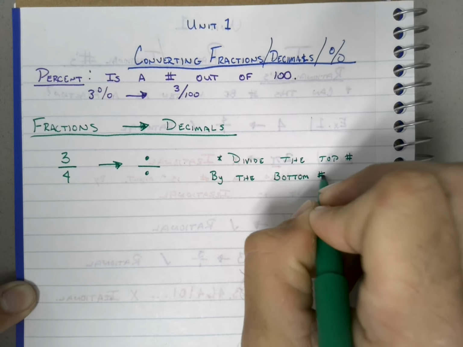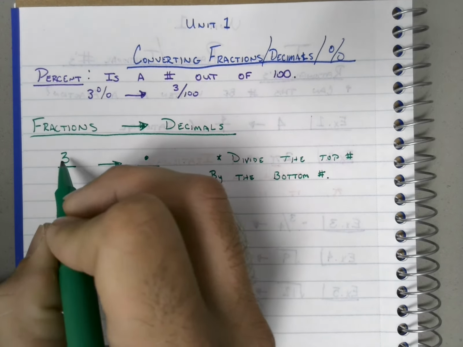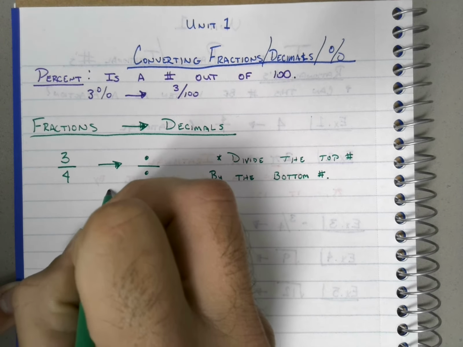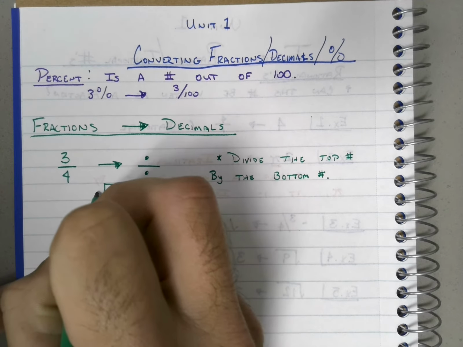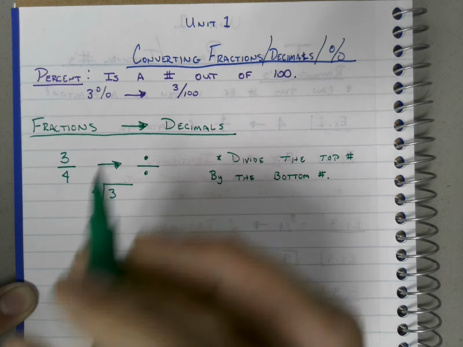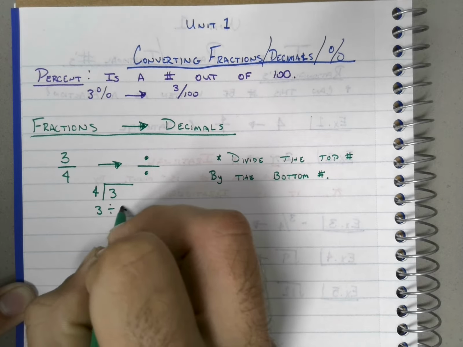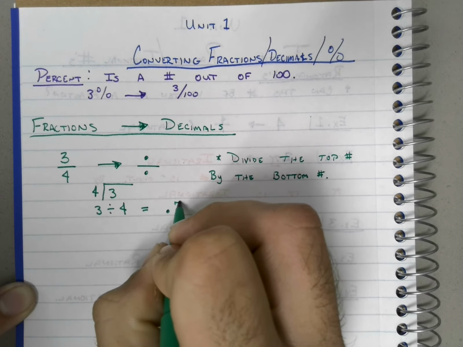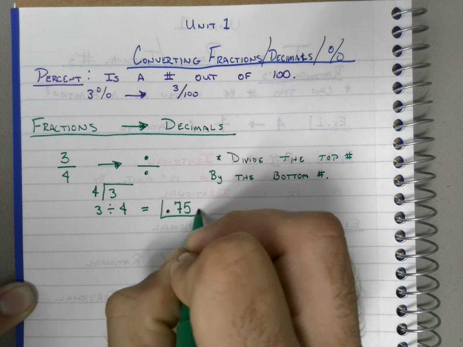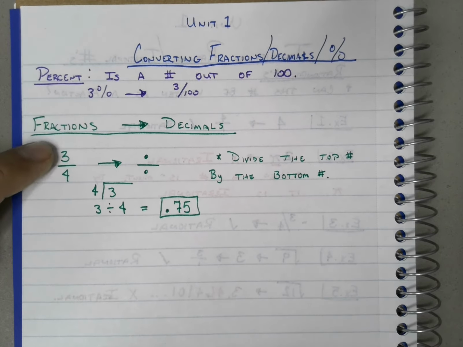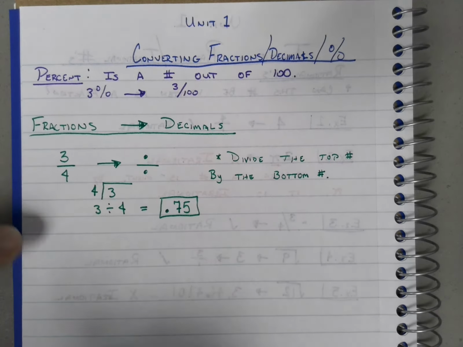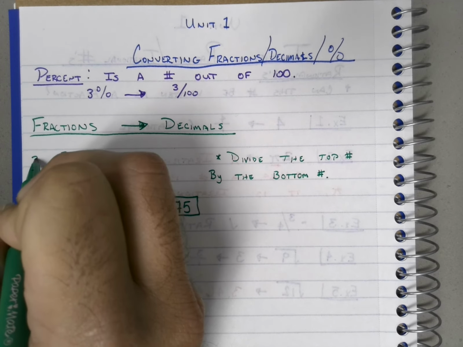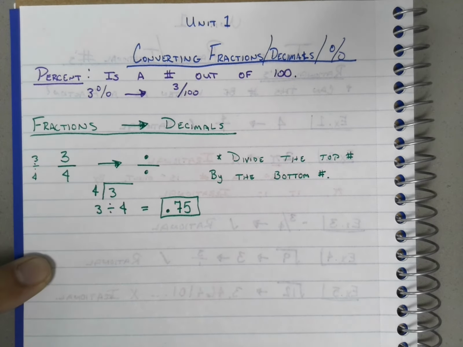Denominator. Okay, so when we read this, we're going to read it top to bottom, and it's going to be 3 divided by 4. And if you put that in your calculator, you will get 0.75. Okay, so all you do is you do the top number divided by the bottom number. If I read this from top to bottom, this would be 3 divided by 4.